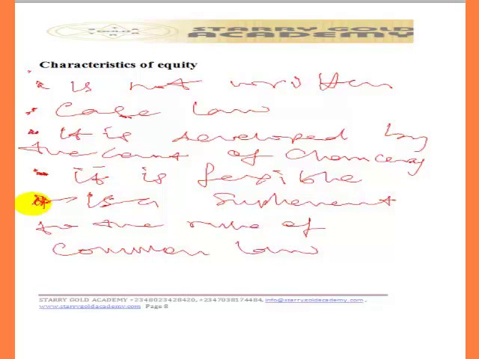And also, number 2, it's a case law. It is being empowered by the decision of the judges, that is the court. And also it is developed by the Court of Chancery. The Court of Chancery developed equity. And also it is flexible. It means that it is not as rigid as common law. It allows the Court of Chancery or Court of Equity to hear people and see the differences between the issues before making a decision.